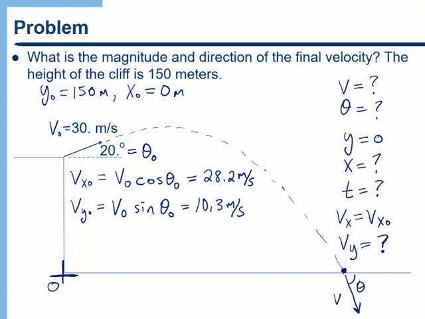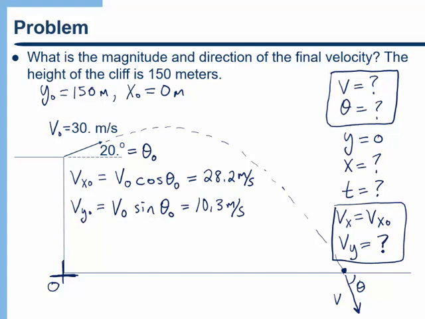Here's the strategy that you want to remember. Remember that the kinematics equations only deal with components. So since we're being asked for the magnitude and the direction of the final velocity, the first thing that we have to do is find the components of the final velocity. You'll notice we're halfway there. We already know vx is the same as vx naught, so 28.2, but we've got to find vy. Once we do that, then we can find v and theta. Look at the formulas for projectile motion and see if you can figure out what formula would be the best to use to find vy.